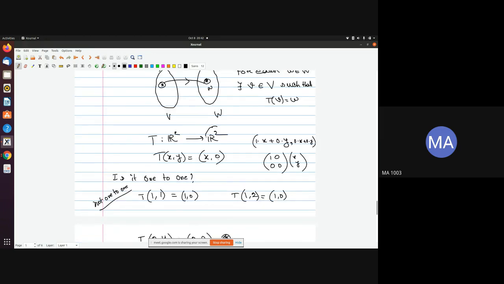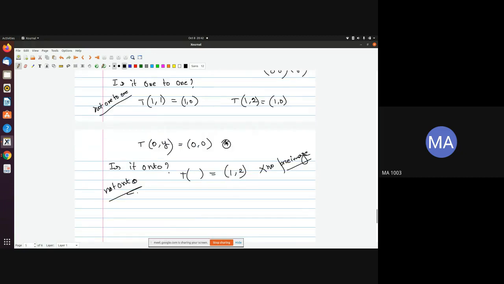Codomain is R2. Okay. What you are saying, that is your range set. Correct. Range set is what? Range of T. All this type of element, x comma 0. Right. This is your range. But what is codomain of T? Codomain is R2. That is given. Right?